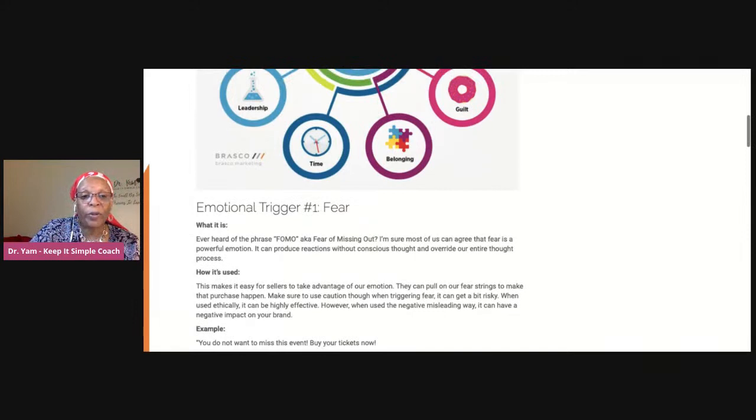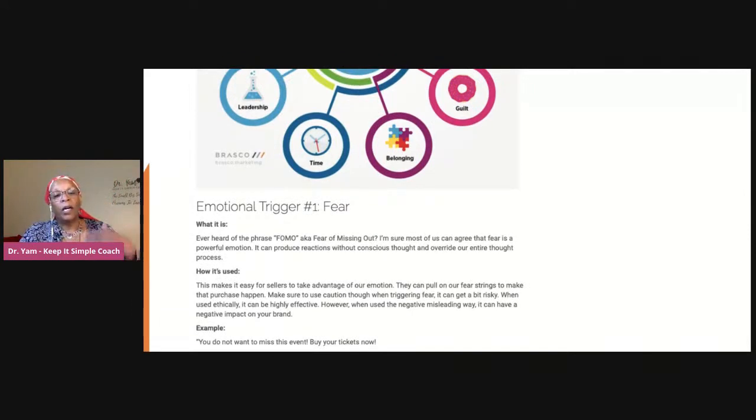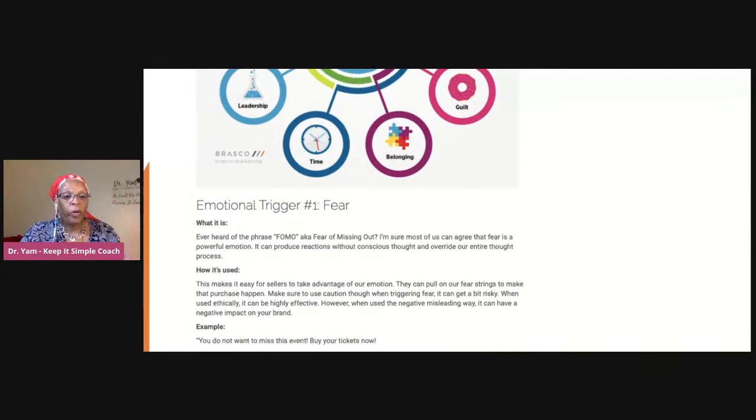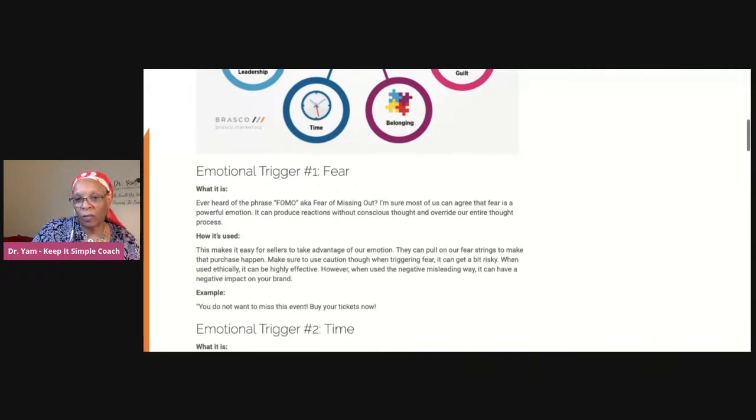As an example, when we think about a fear trigger, usually it's something that could be timely. In this example, they're saying, if you don't want to miss out on the event, buy your ticket now. Notice the language that's simple but relevant to playing to the emotion of fear, that you don't want to miss out on anything like that, right? Time's tick-tocking away.